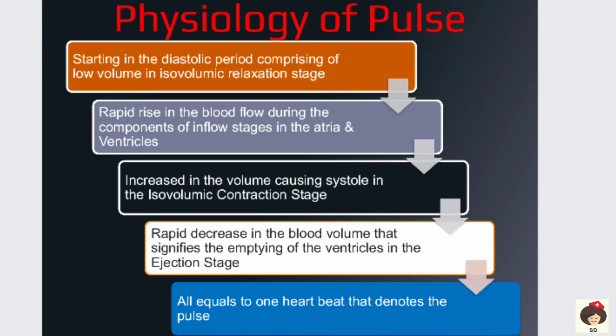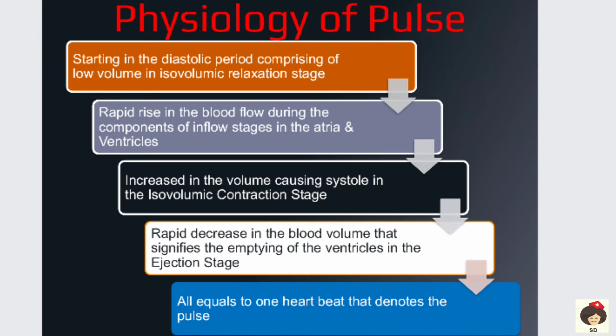First, starting in the diastolic period, comprising low blood volume in the isovolumic relaxation stage. When the relaxation is there, that is in the diastole period, there is low blood volume, and when the blood is coming to the heart from the inferior and superior vena cava, there will be a rapid rise in the blood flow, that is in the inflow stage. Blood comes to the superior vena cava, from there it is sent to the atrium, and from the atrium to the ventricles. So in this stage the atrium and ventricles will have the blood, and there will be an increase in the volume, causing systole in isovolumic contraction.